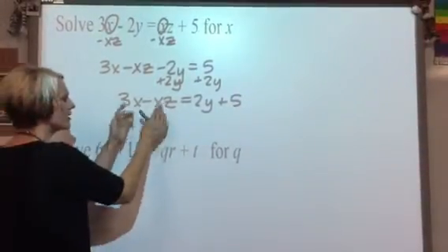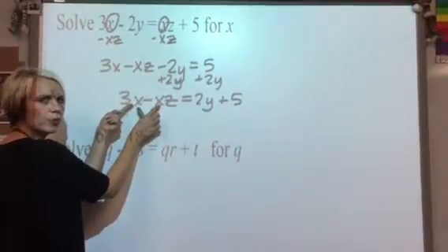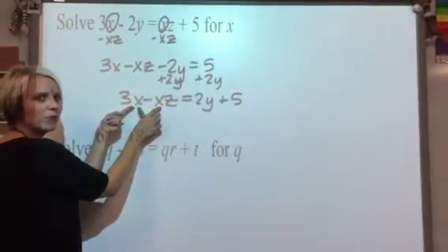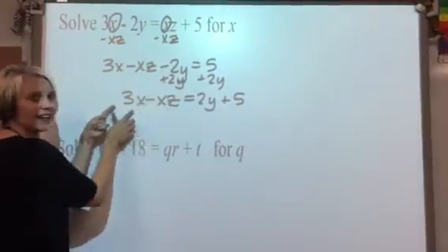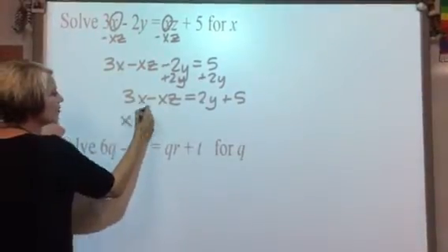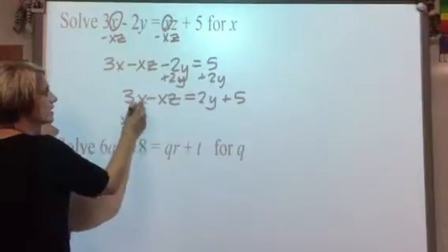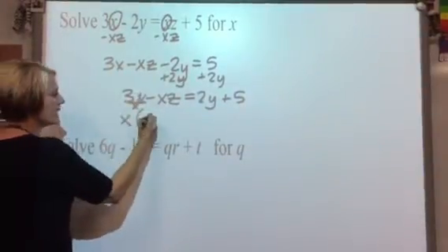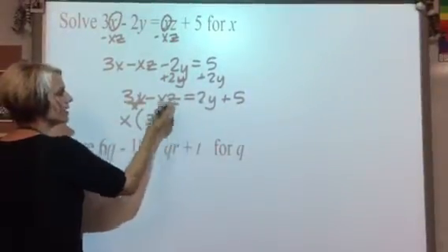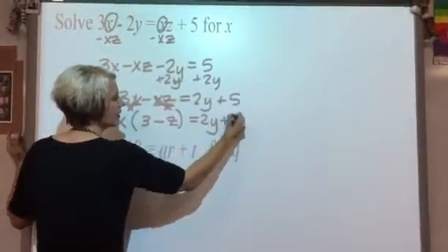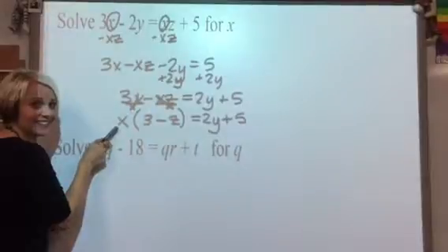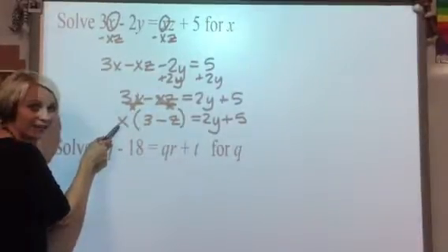Now, I want to get x by itself. Do you see how there's an x multiplied in both? So I can do what's called factor. I can take an x out. So I'm going to have x out in front, and this is 3x divided by x, which is 3, minus xz divided by x, which is z, equals 2y plus 5. Now this is nice because I've got x by itself here.